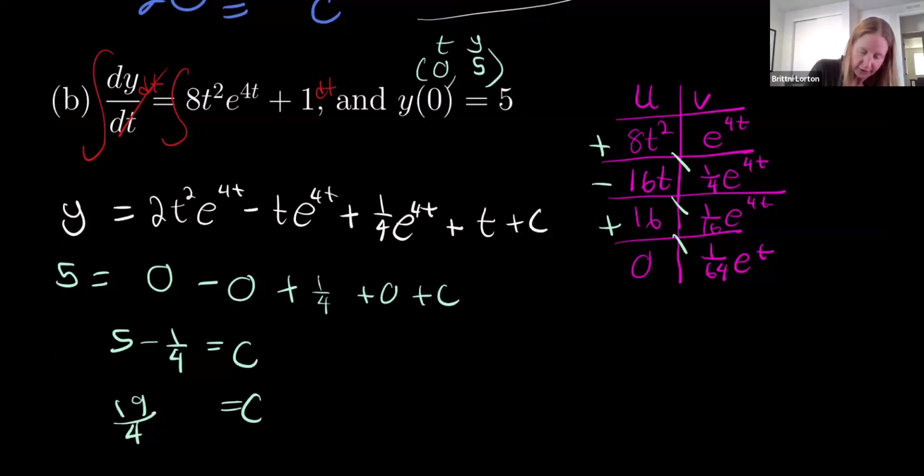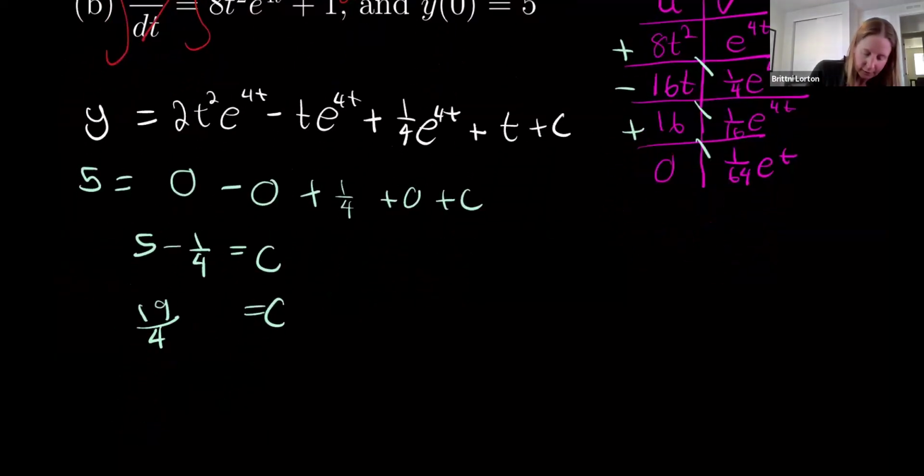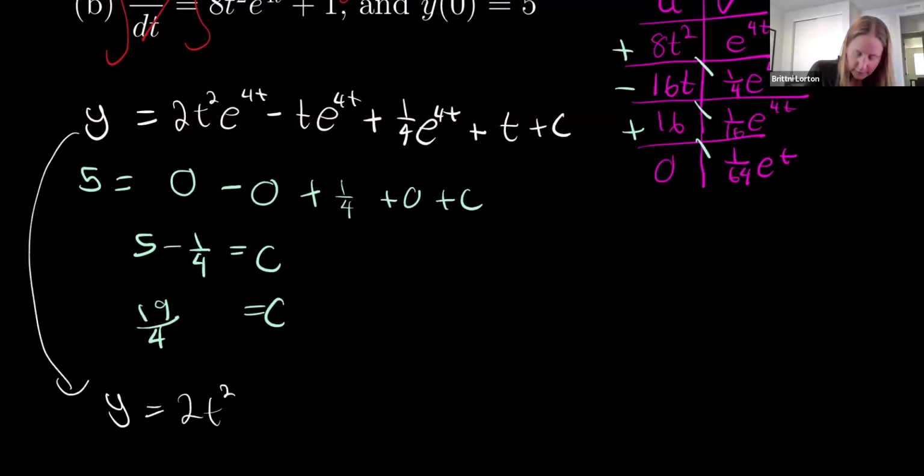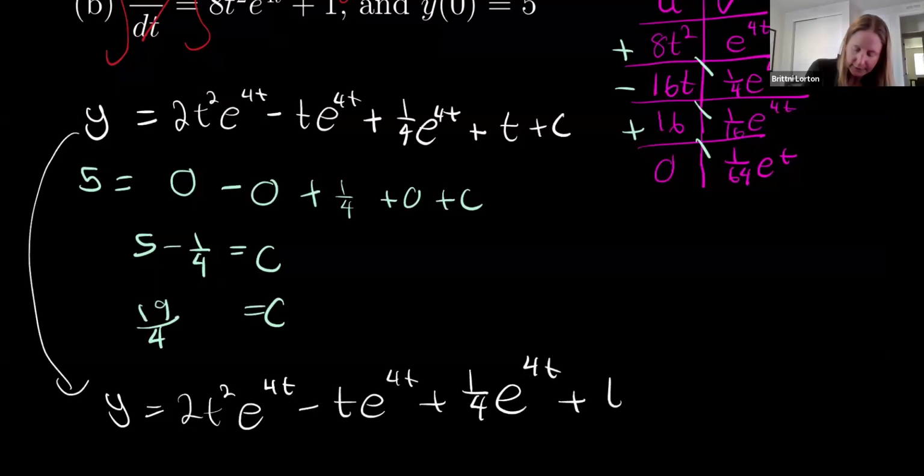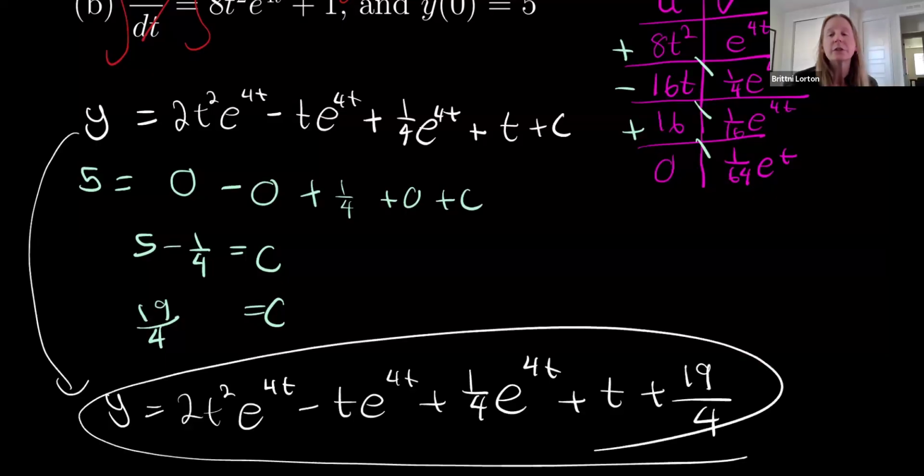So then you rewrite the final answer as y equals, I'm going from the final answer, 2t squared e to the 4t minus t e to the 4t plus 1/4 e to the 4t plus t plus 19/4 is the particular solution to that differential equation with that specific condition or initial value. Ta-da! All right, that's the basics of differential equations.